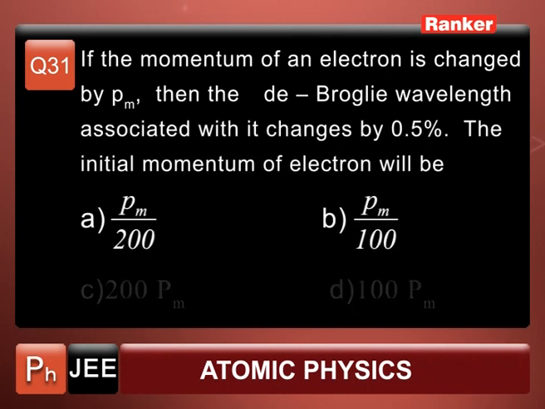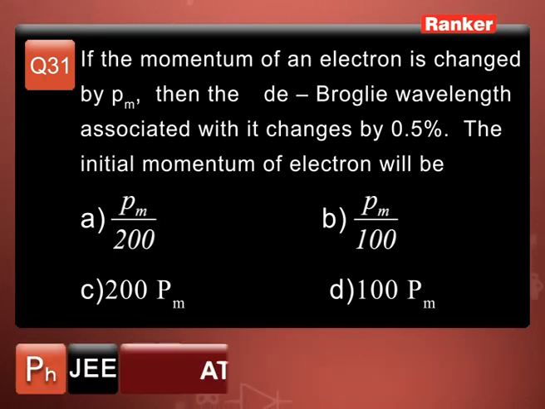If the momentum of an electron is changed by Pm, then the de Broglie wavelength associated with it changes by 0.5%. The initial momentum of the electron will be how much? I once again repeat, if the momentum of an electron is changed by, understand that point, not changed to, changed by Pm, then the de Broglie wavelength associated with it changes by 0.5%.